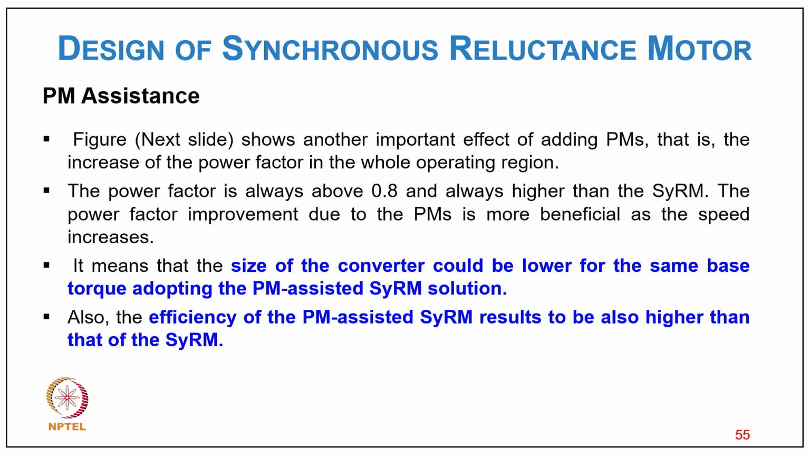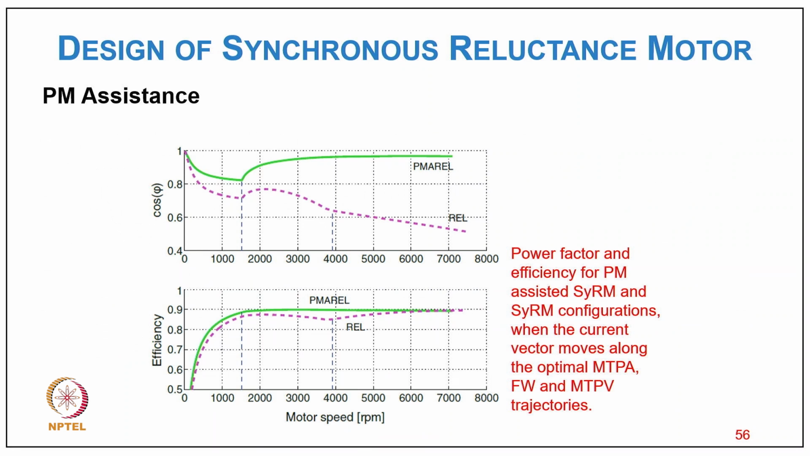The power factor is always above 0.8 and now always higher than the synchronous reluctance motor. So power factor improvement due to the PM is more beneficial as the speed increases. It means that the size of the converter could be lower for the same base torque adopting the PM assisted synchronous reluctance motor solution. Also, the efficiency of the PM assisted reluctance motor is higher than that of the synchronous reluctance motor. And you can clearly see how the power factor is increased.